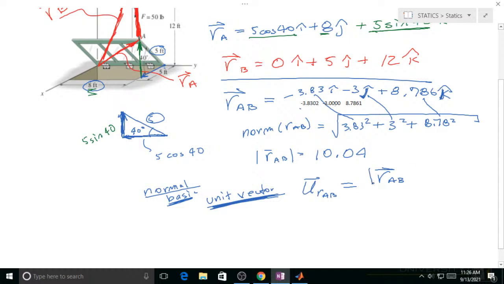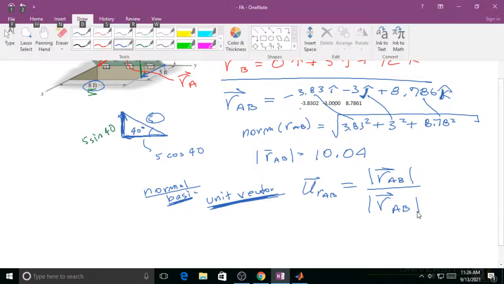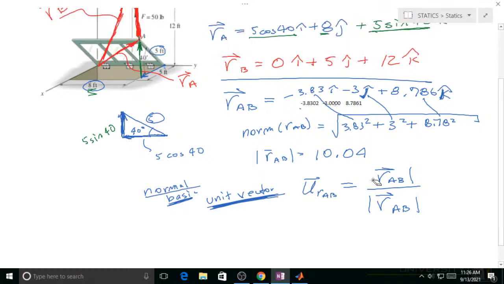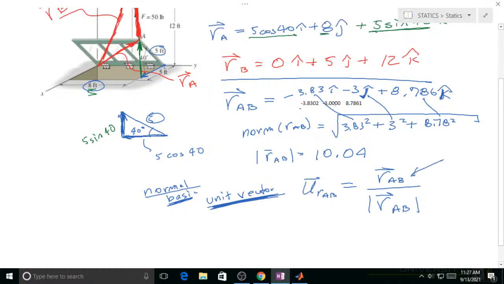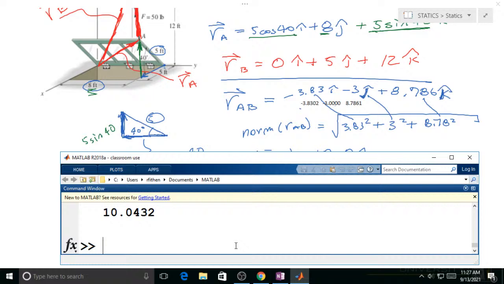RAB. I take the vector, the actual vector, not the magnitude. The magnitude goes on the bottom. Okay, what I've written is not correct, but let me fix it. There, get rid of that. So on the top is in fact the vector, on the bottom is the norm of the vector. Luckily, MATLAB helps us there too. What was it called? RAB. The unit vector in the direction of RAB is equal to RAB divided by the norm of RAB.